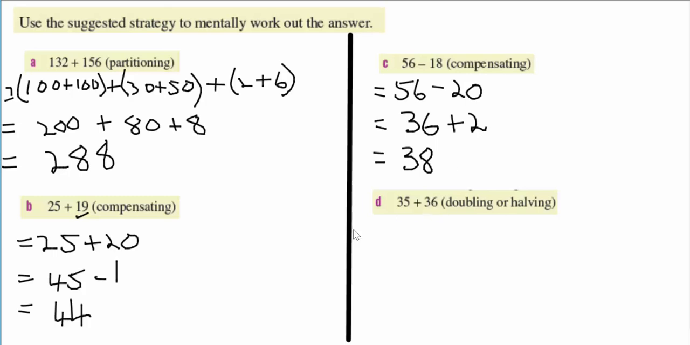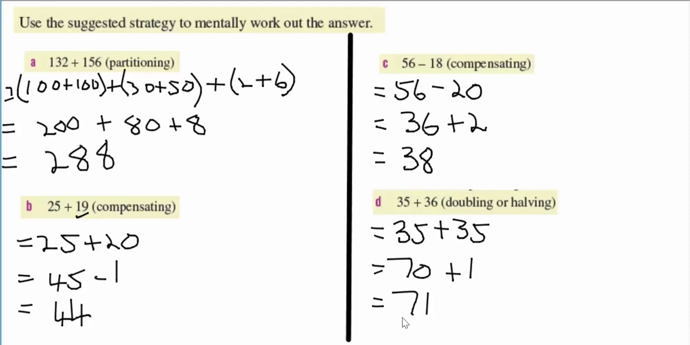Okay, doubling or halving. Here we've got 35 plus 36, so this is very close to 35 as well. So I'm going to say 35 plus 35, which gives me 70. Now I've got to add that 1 back on, can't forget that, which takes me up to 71. Hopefully that makes sense to you.